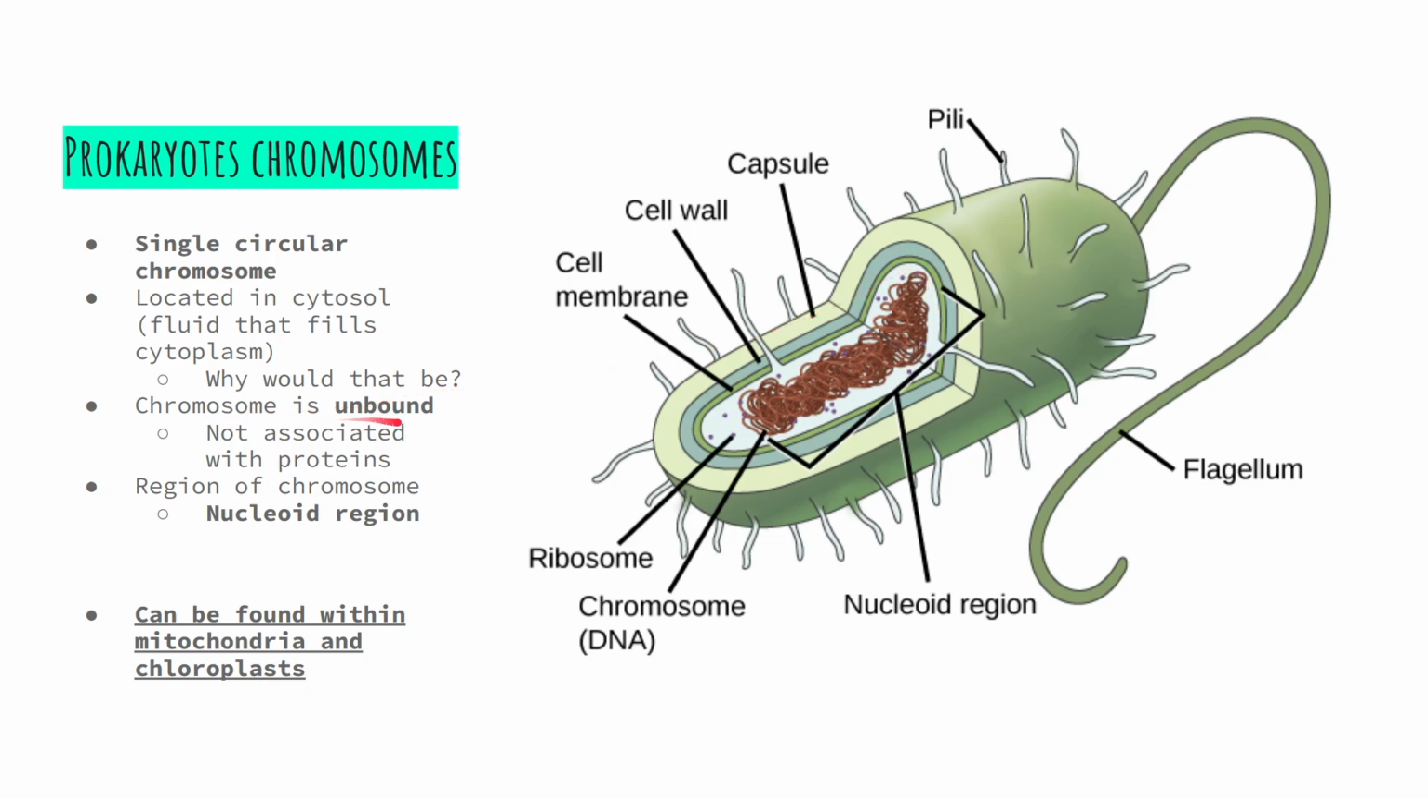So, the chromosome is unbound, so it is not associated with proteins, whereas in the eukaryotes, it was found in the nucleus and had to be all tightly wound. That is not the case for the prokaryotes. The region that we say it is in is called the nucleoid region. Okay, and this can be found within the mitochondria and chloroplasts, which does suggest that it may have come from another organism through evolution, and we get to talk about that later in our evolution topic.